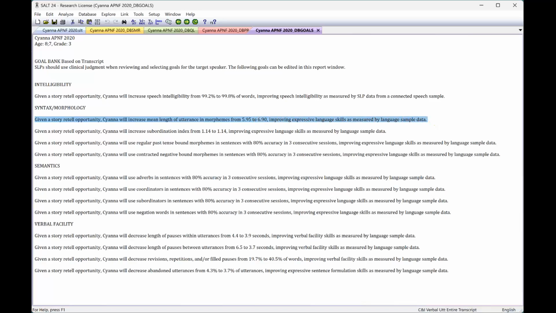The baseline data is her measure, and the second part of the goal, the criterion, is what would be typical for her given her age. For some of these, if it's a count measure, we can't calculate the percentage for the baseline, but it directs you to areas of relative weakness. An example might be, given a story retell opportunity, Cheyenne will use adverbs in sentences with 80% accuracy in 3 consecutive sessions. Again, that's maybe not the exact formatting that you want to use, but it guides you as far as potential targets. For Cheyenne, there are tons of goals to work on, and obviously you probably wouldn't do all of these, but it can direct your therapy targets. So the goal report, the performance report, and the quick look are great for guiding and sharing your information with others.